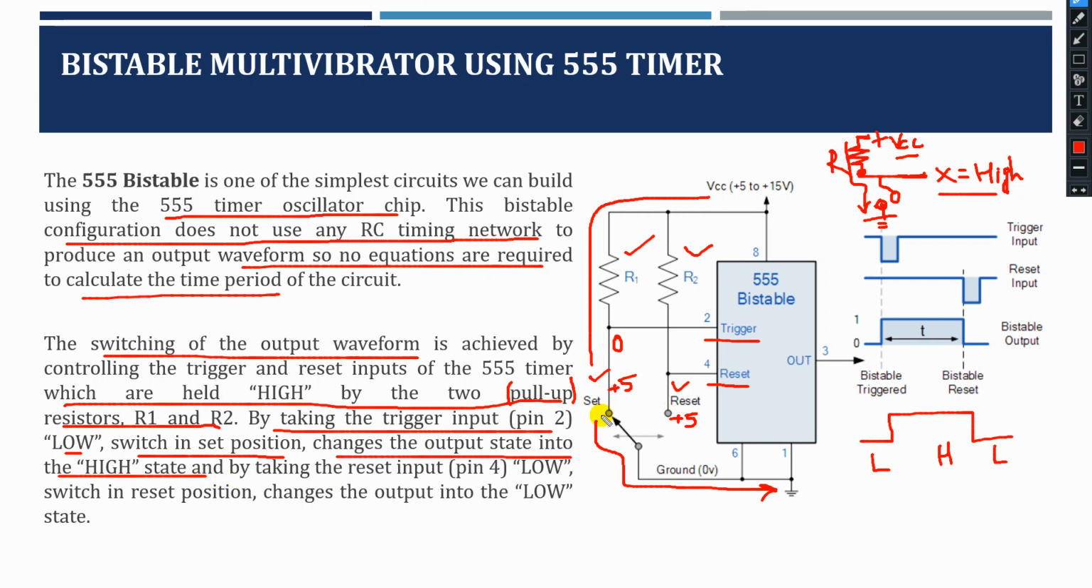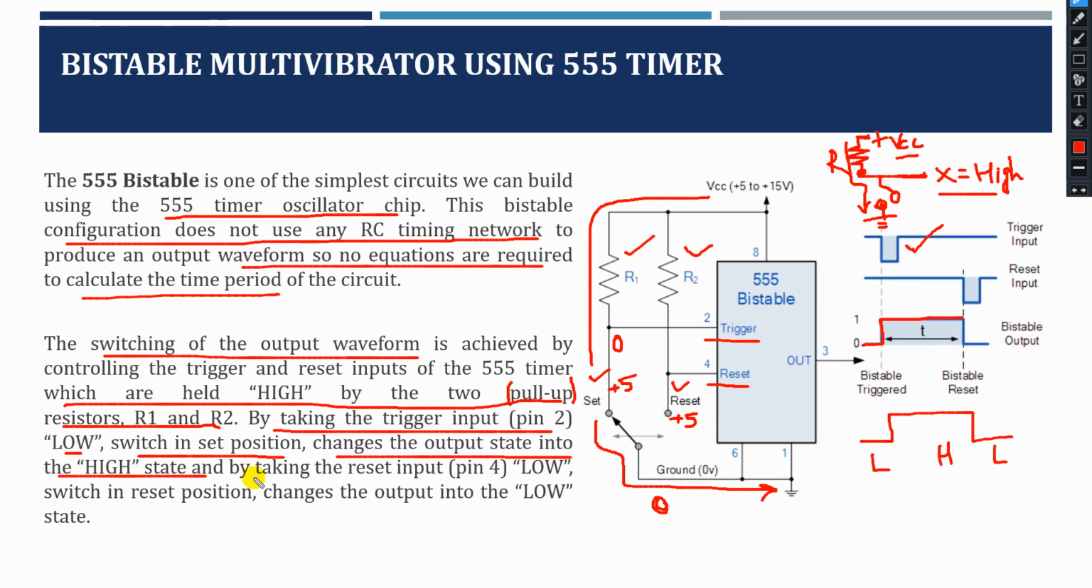Got the point? So when I set this to 0, that is low triggering. Instead of 5 volts, I am making it 0. When the trigger line becomes 0, your output starts triggering. This output starts increasing here. Now, how to stop this?